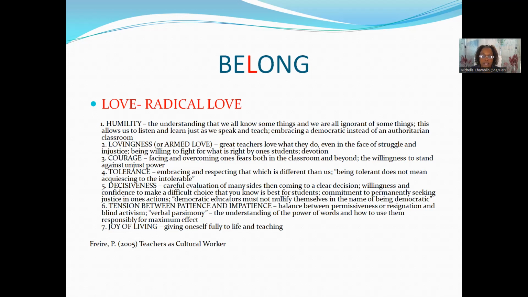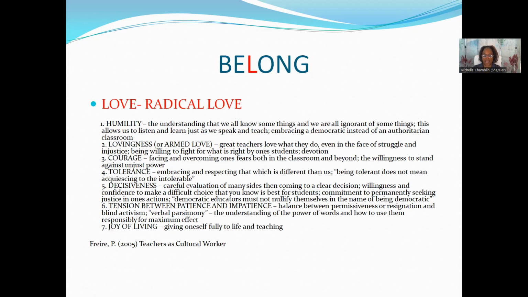Tolerance, decisiveness, tension between patience and impatience. So when we look at that in turn, this calls us to build and sustain our classrooms on a kind of radical love that encompasses tenets of critical community building, dialogic space, and critical reflective practice.